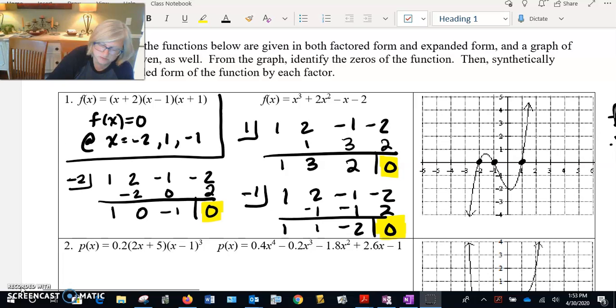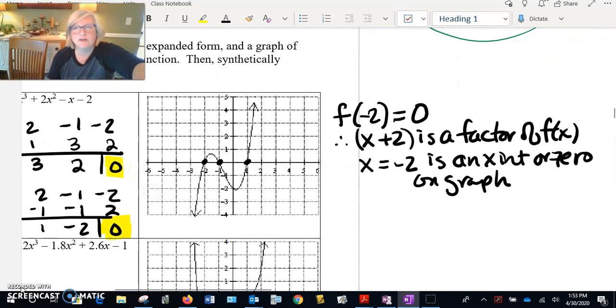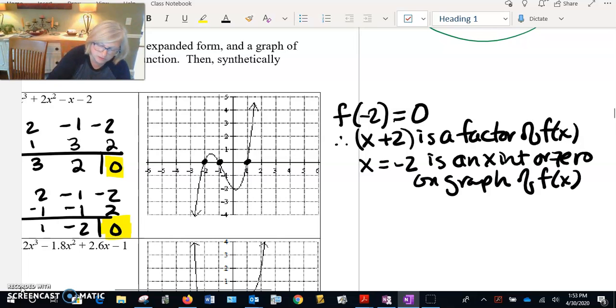x plus 2 is a factor of f of x, okay? And x equal to negative 2 is an x-intercept, or 0, on the graph of f of x. And you could repeat that. Oops, it would be helpful if I actually showed it to you over here. And you could repeat that for each one of these things. So these are 3 basic facts that we know.